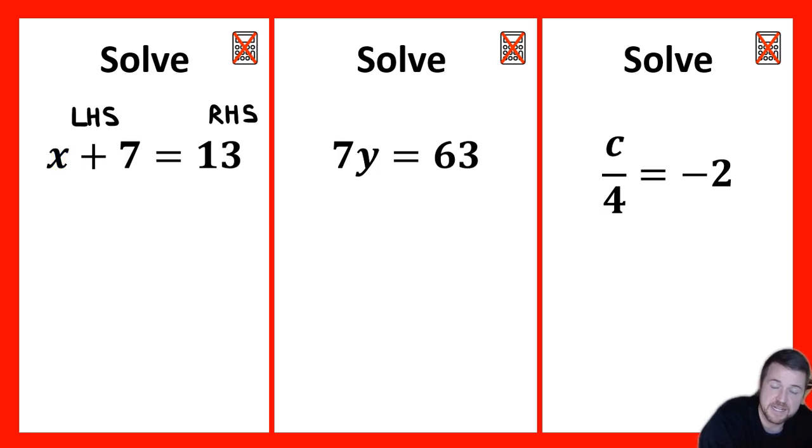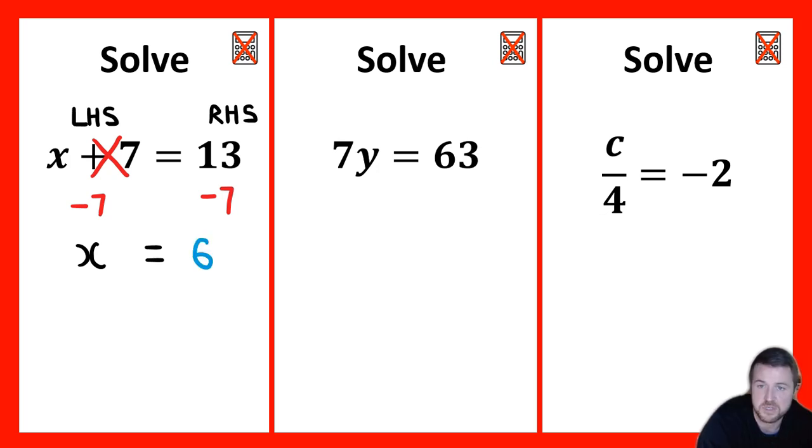So in this case, I can see that x is being added to 7. So to eliminate the 7, I can subtract 7 from the left-hand side. But since the equation is balanced, anything that I do to one side of the equation, I also need to do to the other side of the equation. Subtracting 7 from the left-hand side will just leave me with x, and 7 from the right-hand side will be 13 subtract 7, which is 6.